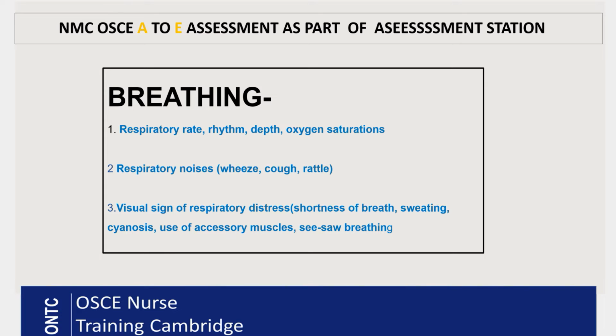Second, you need to look at the oxygen saturation level. Tell your patient what their oxygen saturation is after checking it. That would be part of your breathing assessment. If your patient is on oxygen, then do mention how many liters and advise your patient to continue with the oxygen therapy if that's your scenario.